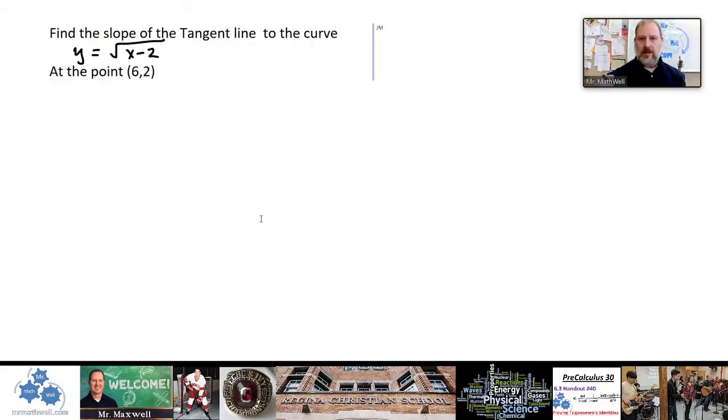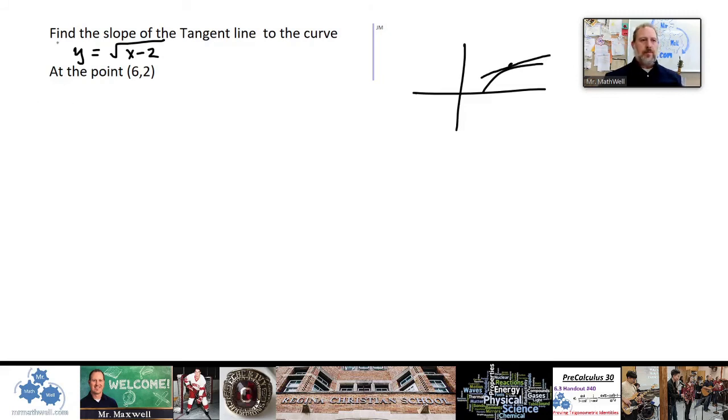Okay, so here's a different type of question, a different type of equation. This is a square root function. Can we do the same thing for a square root function? Yeah, we totally can. This graph is going to look something like this. Can we find the slope of the tangent line at the point (6, 2)? It would be somewhere around here. We're going to try to find the slope of the tangent line here.